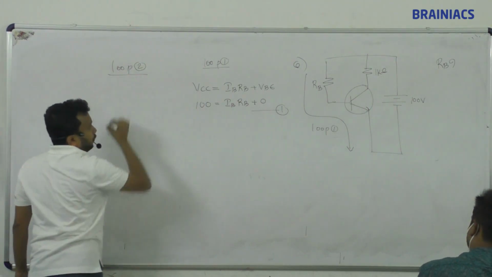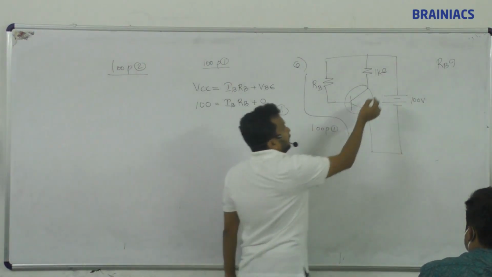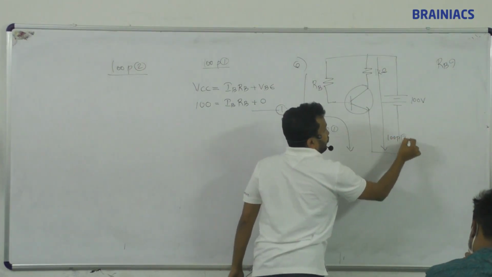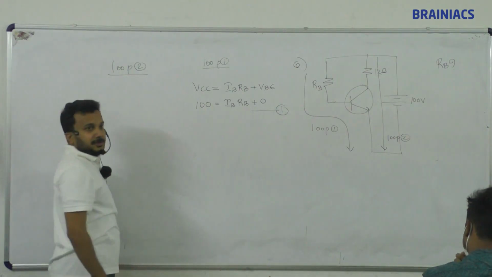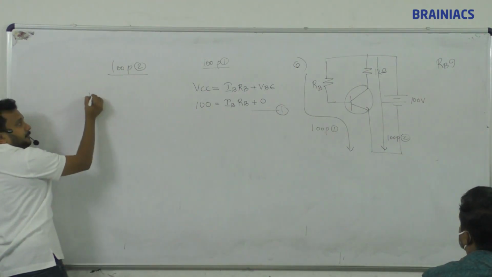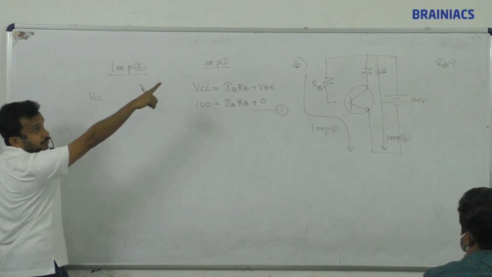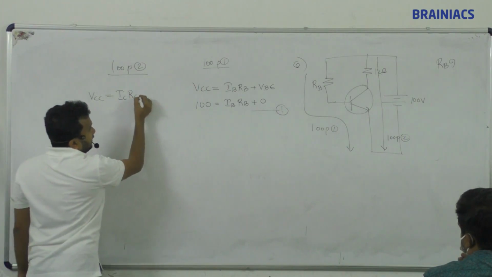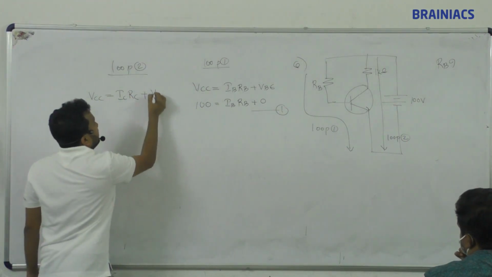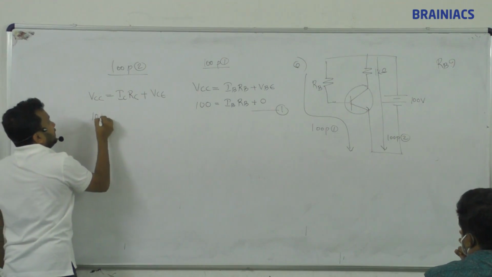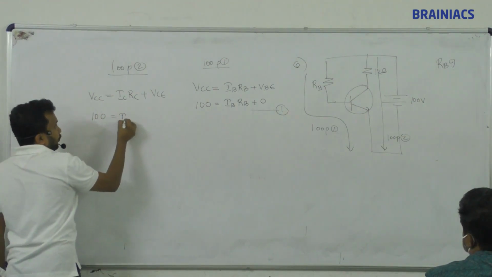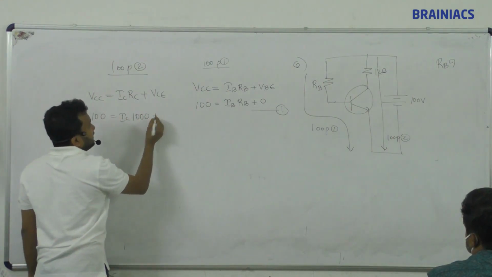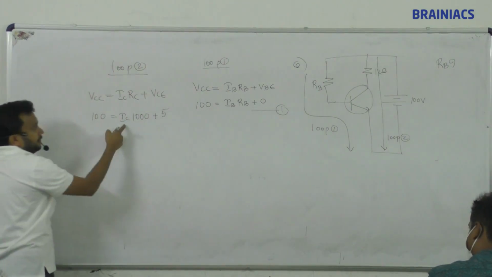Loop 2. The second loop is here, straight down. Can you tell me loop 2? VCC is the voltage on the top. VCC is used by IC RC plus VCE. What is VCC? 100. What is IC? I don't know. What is RC? 1 kilo ohm. So 1000 IC plus VCE, which is how much? 5. We can find IC, right?